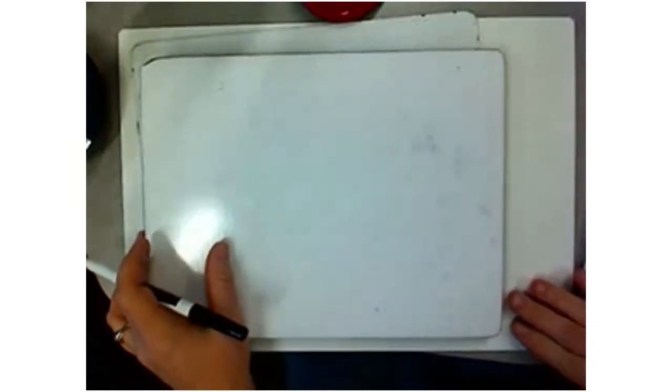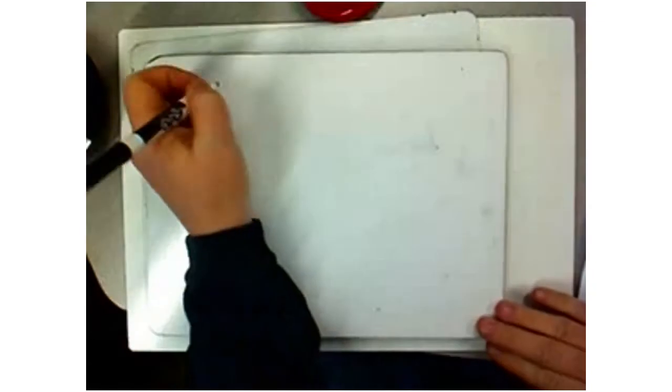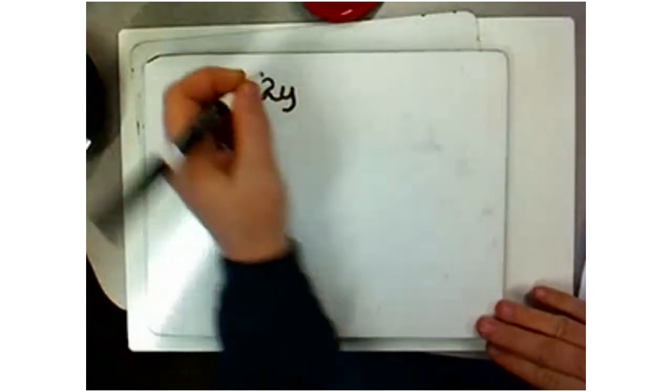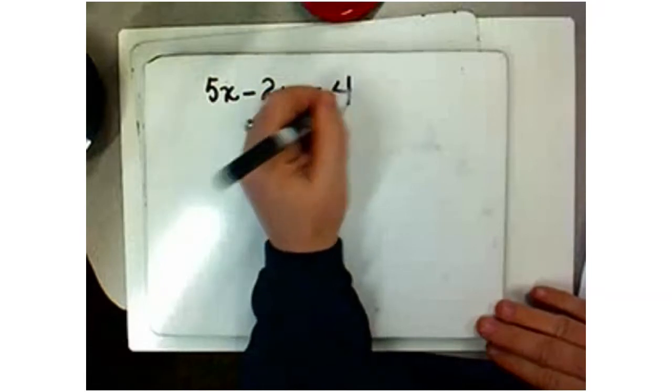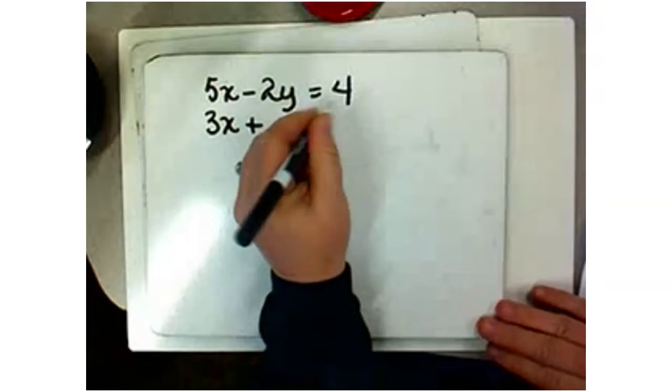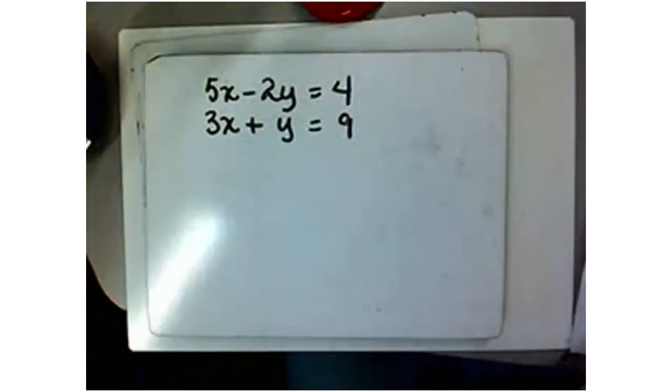We're going to do systems of equations where you have to do a little bit of multiplication, sometimes to one or two equations to make it work. So we're going to take the very first one. The system is 5x minus 2y equals 4, and 3x plus y equals 9. So this is a system.